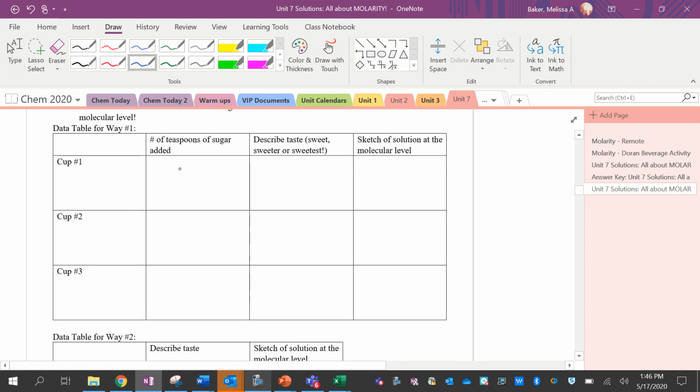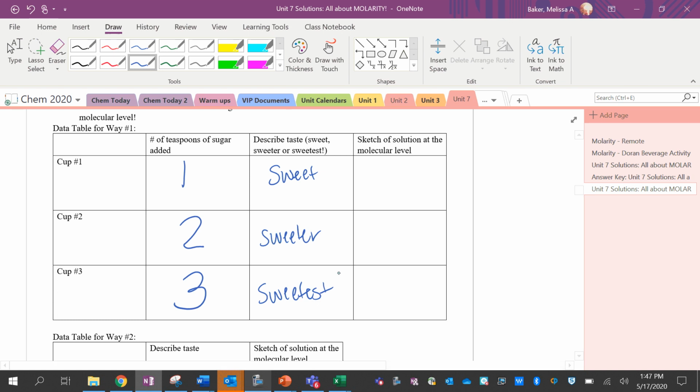So cup number 1, we had 1 teaspoon of sugar added. Cup number 2, we had 2. Cup number 3, 3. Hopefully your taste buds were working and you should have gotten sweet, sweeter, and obviously the one with the most sugar in it, cup number 3, is going to be the sweetest.